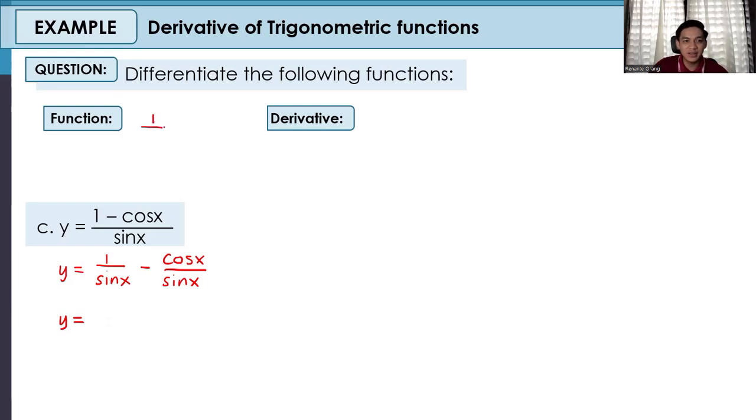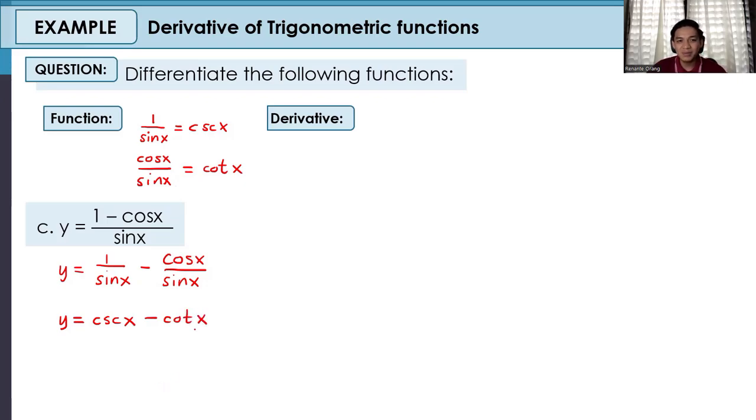As we all know, 1 divided by sine x is equivalent to cosecant of x. So eto will be transformed into cosecant of x. Minus etong cosine x divided by sine x, convert din natin into its trigonometric identity. Cosine of x divided by sine x is equivalent to cotangent of x. So this one will be transformed into cotangent of x.